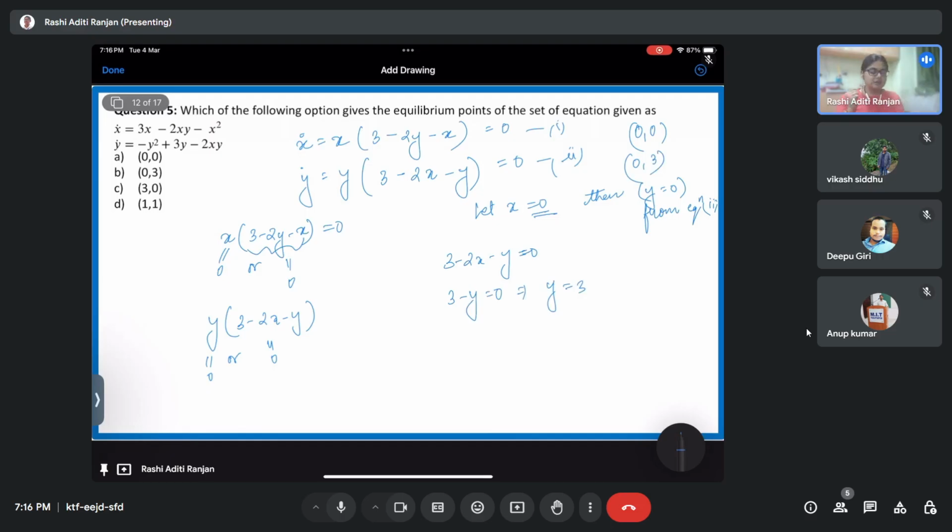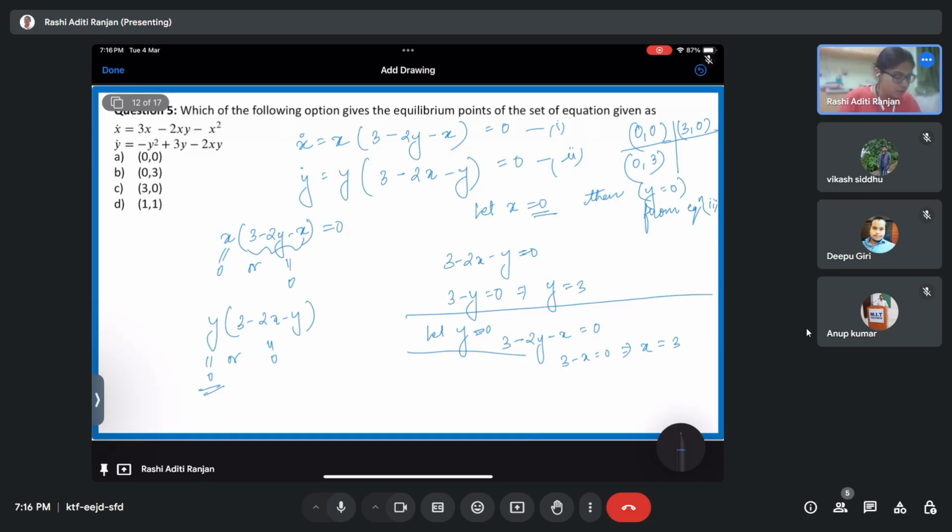So my second equilibrium point is going to be (0, 3). Similarly, if I now consider y equal to 0, one option I already have is x equals 0, which I've already written as a fixed point, (0, 0) here. So I'll consider that the second term is 0: 3 minus 2y minus x equals 0. Since y is 0, I'll just have 3 minus x equals 0, which implies x equals 3. So I'll have (3, 0).